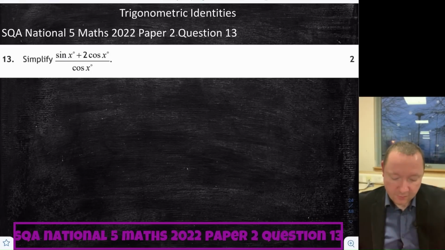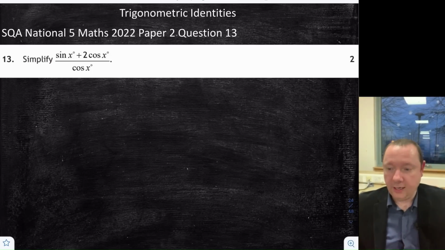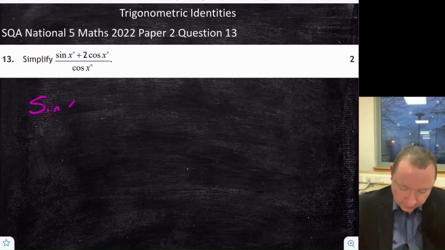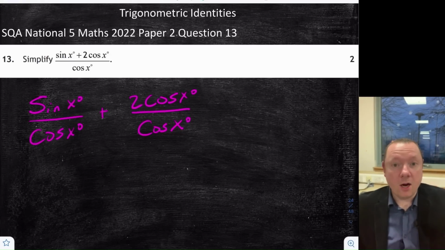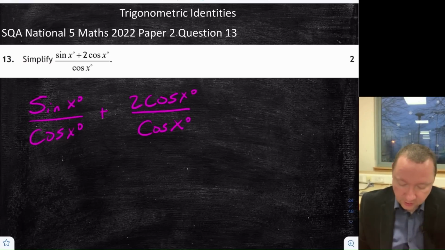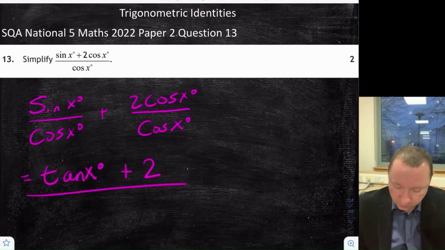SQA National 5 Maths 2022, Paper 2, Question 13. Another trigonometric identity question. Simplify sin x plus 2 cos x over cos x. Okay, so we could split this up into 2 separate fractions. We've got sin x degrees over cos x degrees plus 2 cos x degrees over cos x degrees. And then we can deal with each fraction individually. You get a mark just for separating them out, by the way. Sin x divided by cos x we know equals tan x. Cos x divided by cos x, well, that just simplifies to 1, that we cancel, so I've got plus 2 left over for our final answer.